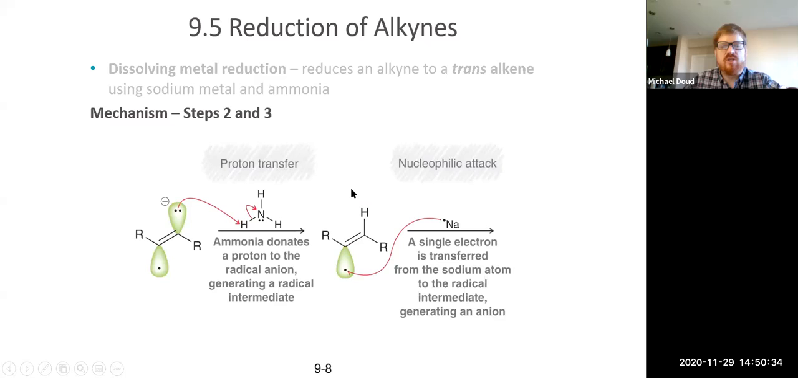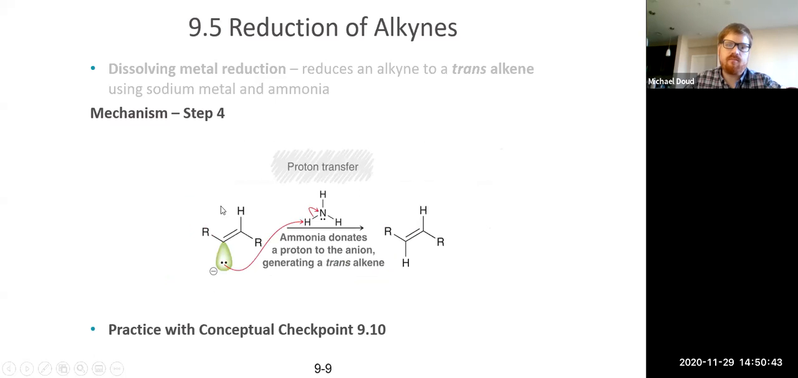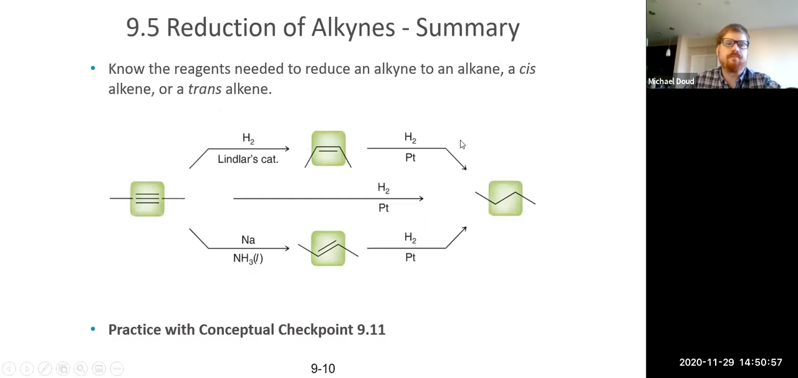And basically that forms the geometry from there. The lone pair then gets protonated. The radical becomes a lone pair from another sodium electron and then protonates itself. That gives you your trans alkene. So that's that mechanism. I think we've only got one other mechanism that's any difficult at all. So just spend some time, make sure you can write that mechanism out, but you should be good.